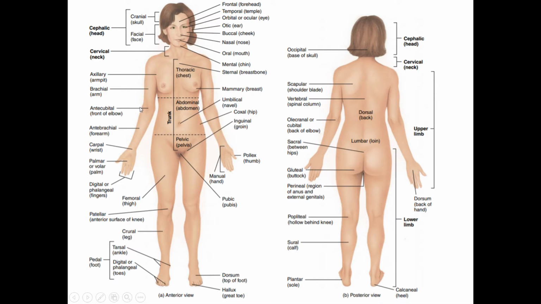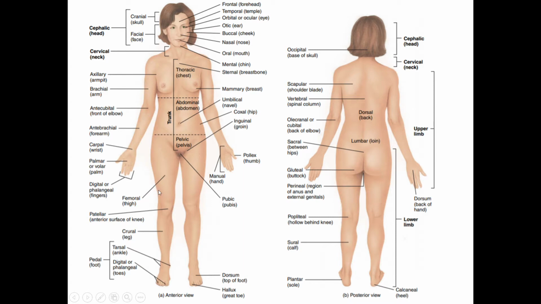For example, we have the cephalic, which is composed of the head: cranial, the skull; facial, the face; neck, cervical is the anatomical terminology; armpit, axillary; arm, brachial; front of elbow, antecubital. Forearm is antebrachial. The carpal is our wrists. Palmar or volar is our palm. Digital or phalangeal is our fingers, the other term for fingers.